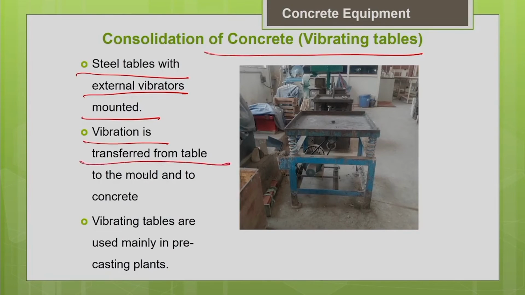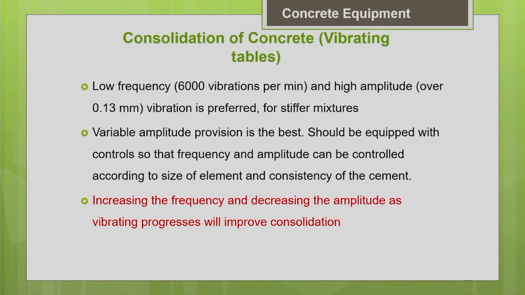From the table, the vibration is transferred to the mold, and from the mold, the vibration is transferred to the concrete inside the mold. So, this is also an indirect way of transfer. Mostly you can see this usage in precasting plants as well as in concrete laboratories. Here also the same guideline you can apply. For stiffer mixes, go for higher amplitude. So, you go for high amplitude above 0.13 mm, and you can go for low frequency less than 6000 vibrations per minute.